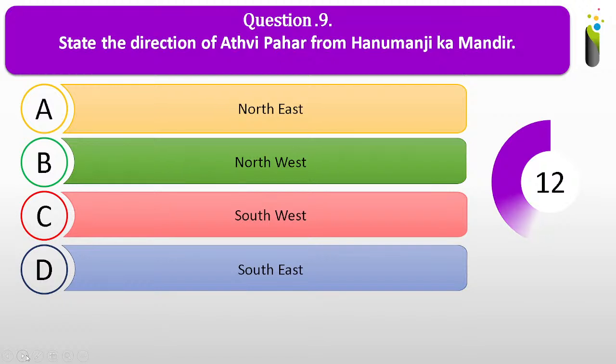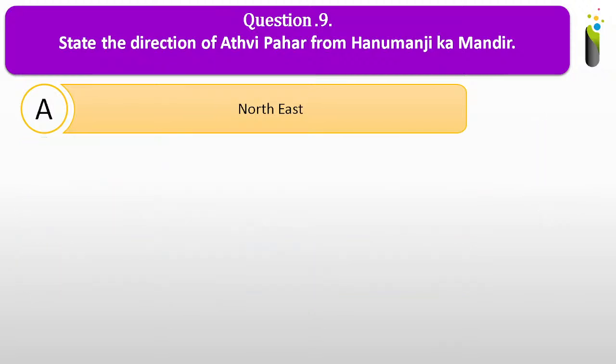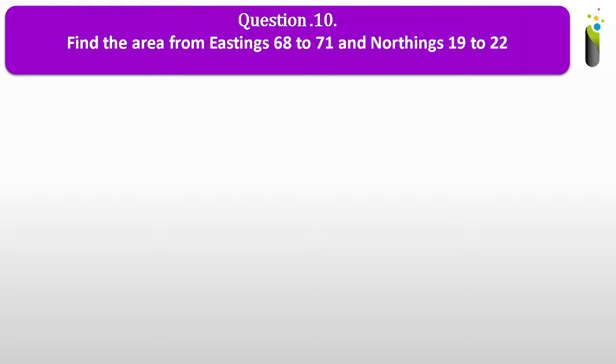And the correct answer for this question is northeast. So the direction of Athvi Pahad from Hanumanji Ka Mandir is northeast. Going ahead to question number 10. Find the area from eastings 68 to 71 and northings 19 to 22.